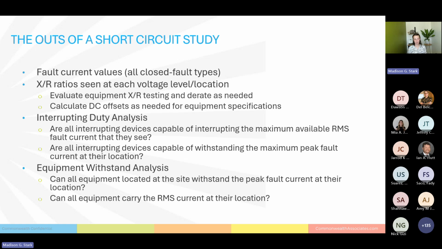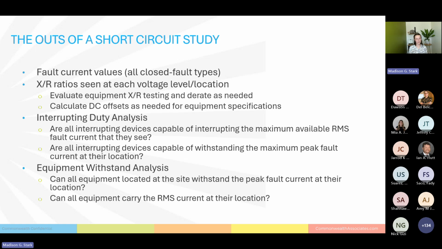So what do we get out of a short circuit study? Fault current values, obviously. This is all of your closed fault types that we talked about. You get your X over R ratios seen at each voltage level or location. So why does this matter? I actually think I saw a question about this pop up. Interrupting equipment is tested at a specific X over R ratio. If the site X over R exceeds the equipment X over R, then you're going to have to derate your breaker capabilities to reflect that increased rating.